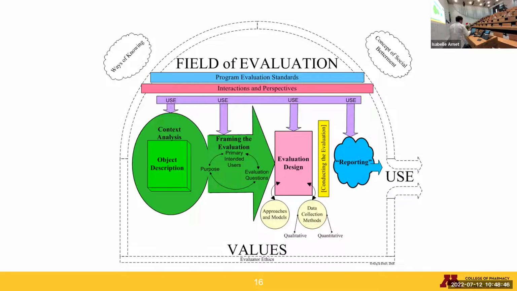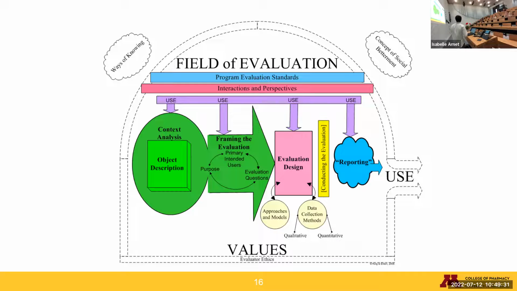The first phase is the context analysis and object description, where you identify your program and you describe its features and its specifics. And again, it could be anything in academia. The second step is framing the evaluation. You have to understand who the intended users of the information that you will obtain are. It could be your dean or your department head, or it could be the provost, anything in the academic sector. And also you have to understand what the goals of the evaluation are and what questions the evaluation wants to answer.